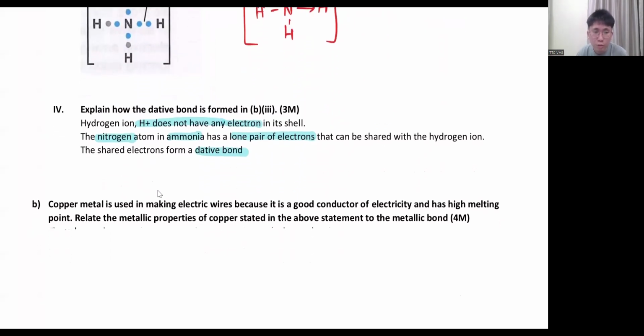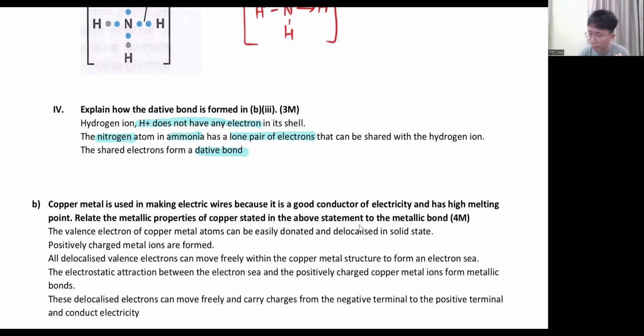And finally, copper metal is used in making electrical wires because it is a good conductor of electricity and has a high melting point. Relate the metallic properties of copper in the above statement to the metallic bond. So when we talk about metallic bond, guys, what do we understand? Your metal atoms will lose their electrons, but no one gains the electrons. So if no one gains electrons, you have delocalized electrons, like homeless electrons that no one owns. So these free moving delocalized electrons are able to carry electricity from the negative terminal to the positive terminal and make them a very good electrical conductor.